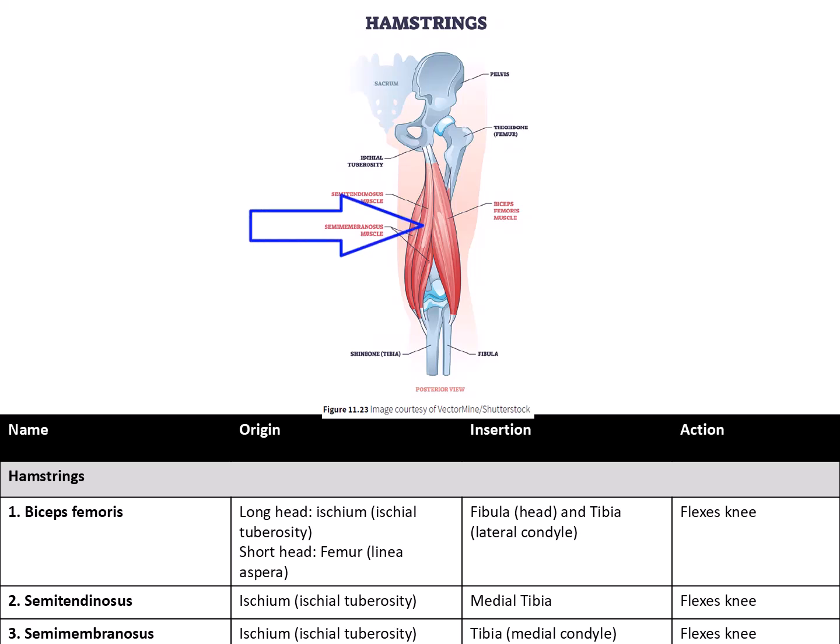Semitendinosus is the muscle on the medial side and has a long, slender tendon. It originates from the ischial tuberosity and inserts on the medial side of the tibia. When this muscle contracts, it flexes the leg.